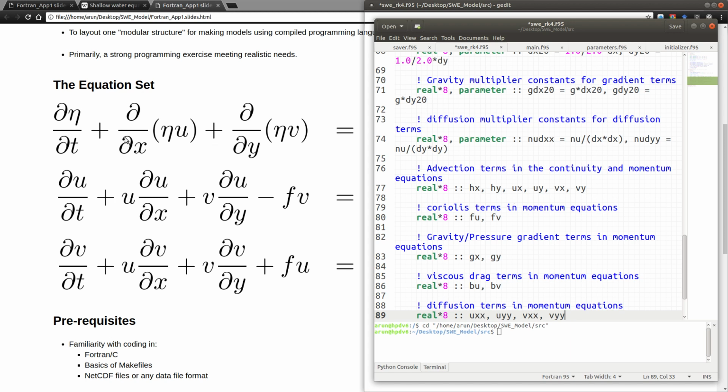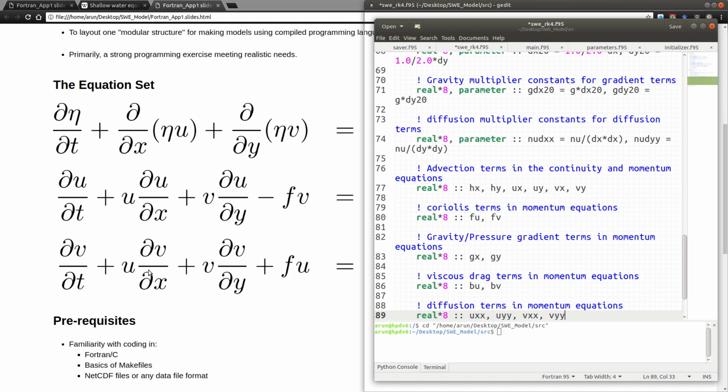Hx is actually this term, dou by dou x of eta times u. This is hx, the x component advection term. This is the y component advection term for the continuity equation. So this is hy, and this is hx. And similarly, in that same spirit, ux is actually this term over here, u dou u by dou x, and uy is actually v dou u by dou y over here.